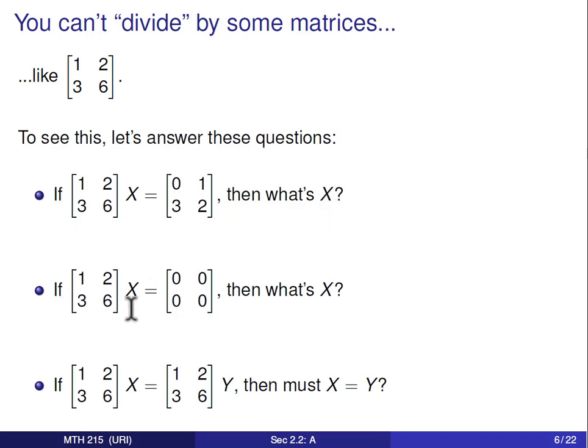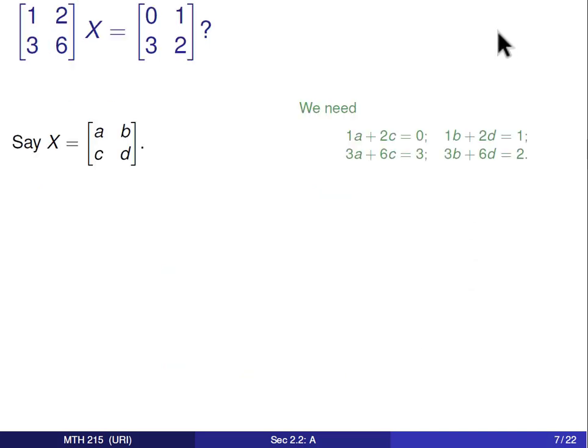The second question is the same setup. It's just that we're setting it equal to 0, 0, 0, 0. We want to find out what is the unknown matrix x. And then the third question reminds us of some of the things that we talked about in the cautions about matrix multiplication. If 1, 2, 3, 6x equals 1, 2, 3, 6y, can you cancel both sides out and say that x equals y? Well, we'll see that something interesting happens in that situation. Let's take a look at the first question.